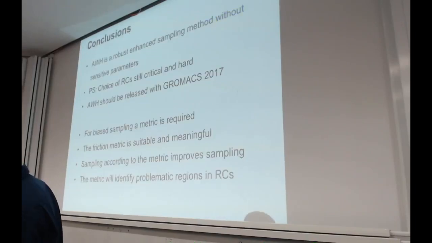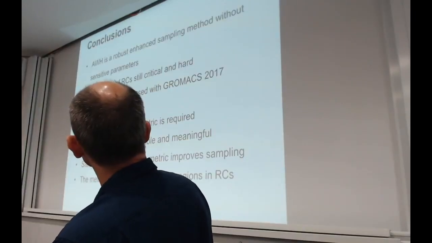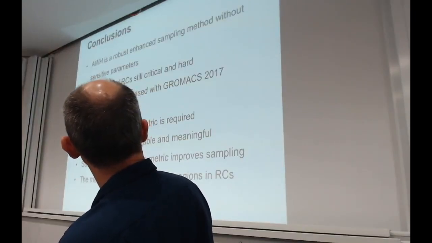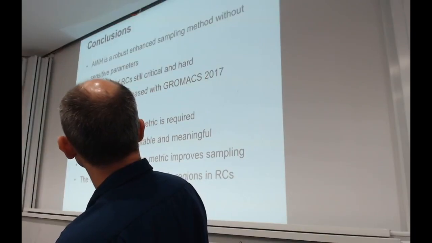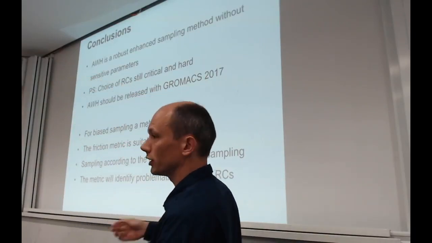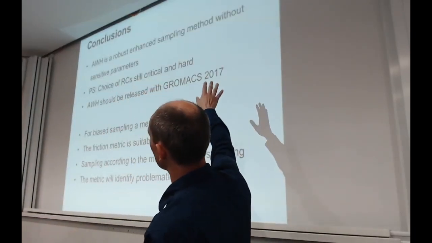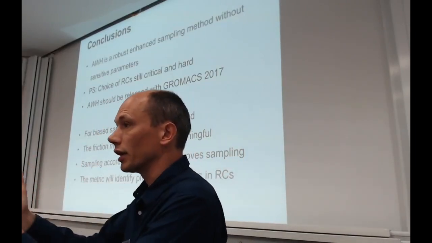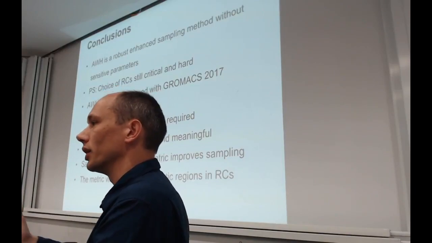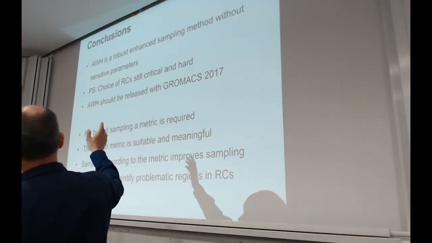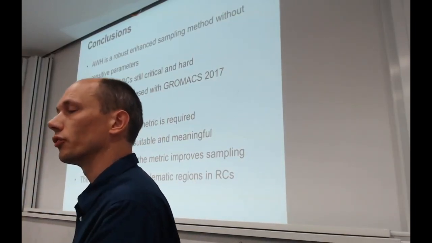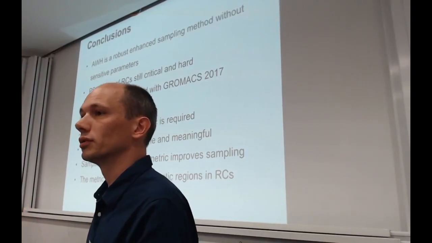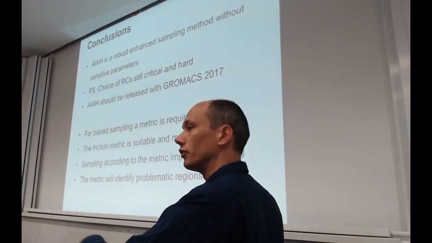Conclusions here. AWH is a robust enhanced sampling method without sensitive parameters. I think that's actually one of the major advantages, apart from that you want a correct method. It's very nice that there are no sensitive parameters in here. So you don't need to tweak parameters, you don't need to think like how tight should my umbrella be, how many umbrellas should I have. And the initial update size, you can just have it as large as you want, and unless the system explodes, you're fine. It will decrease and things will work.